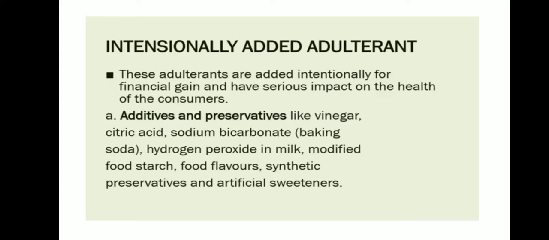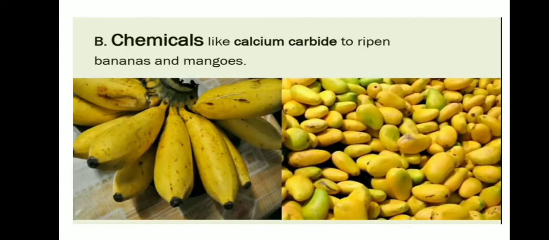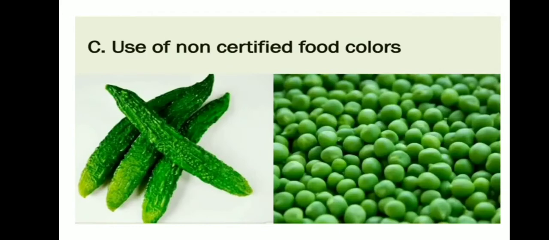These type of adulterants include additives and preservatives like vinegar, citric acid, sodium bicarbonate. Sodium bicarbonate is nothing but baking soda. Hydrogen peroxide in milk, modified food starch, food flavors, synthetic preservatives and artificial sweeteners. Chemicals like calcium carbide is added to ripen the bananas and mangoes, and use of non-certified food colors are also possible.